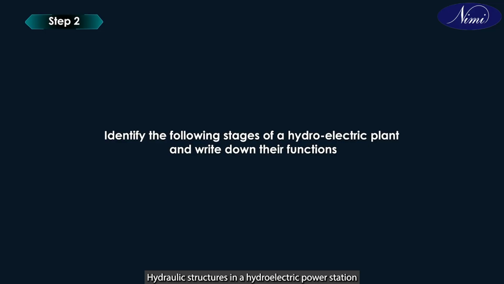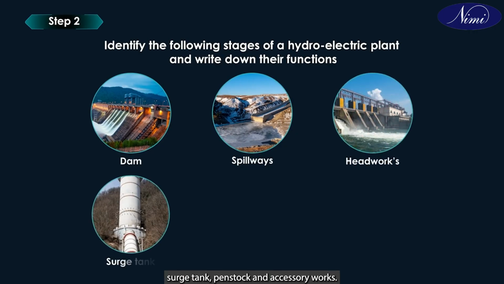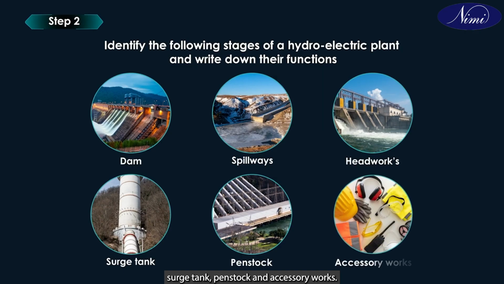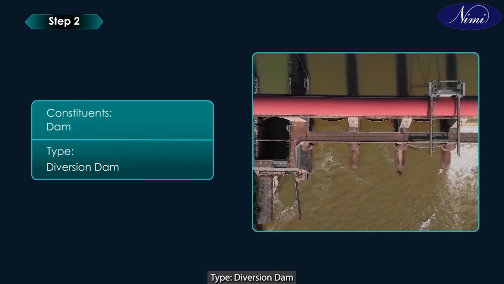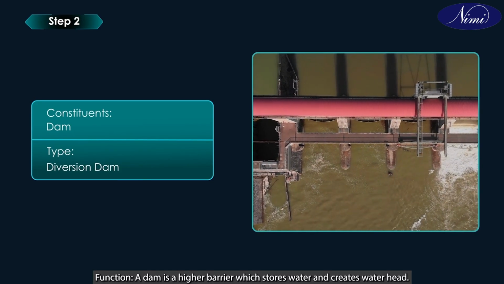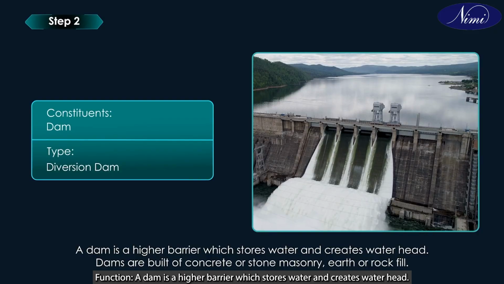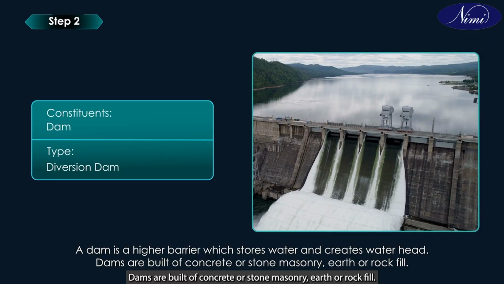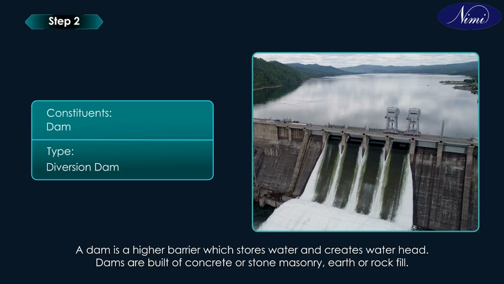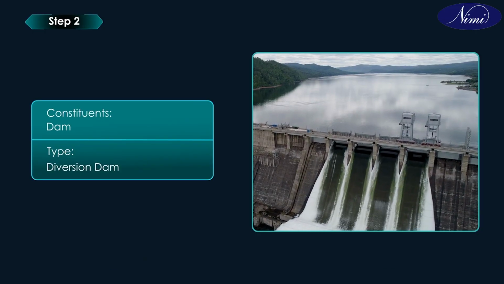Hydraulic structures in a hydroelectric power station include dam, spillways, headworks, surge tank, penstock, and accessory works. Constituents: dam. Type: diversion dam. Function: a dam is a higher barrier which stores water and creates waterhead. Dams are built of concrete or stone masonry, earth, or rock fill. The type and arrangement depends upon the topography of the site.